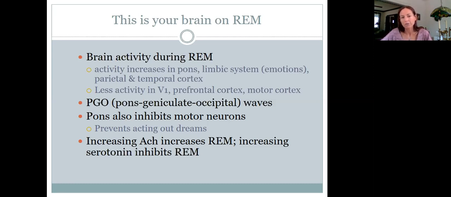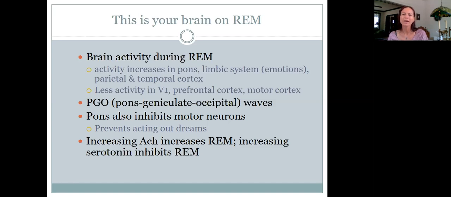The parietal and temporal cortex are involved in visual information. So dreams are also very visual, but there's less activity in the primary visual cortex, which is in the occipital lobe. So it's not actual vision, because we're not getting input from the eyes. Prefrontal cortex is involved in reasoning. We're not getting that clearly in dreams, and that's why they don't make much sense. And then the motor cortex, because again, we're not ordering any movements at that time. So we get these things called PGO waves, which is pons geniculate occipital. And I'm going to show you that in a minute.